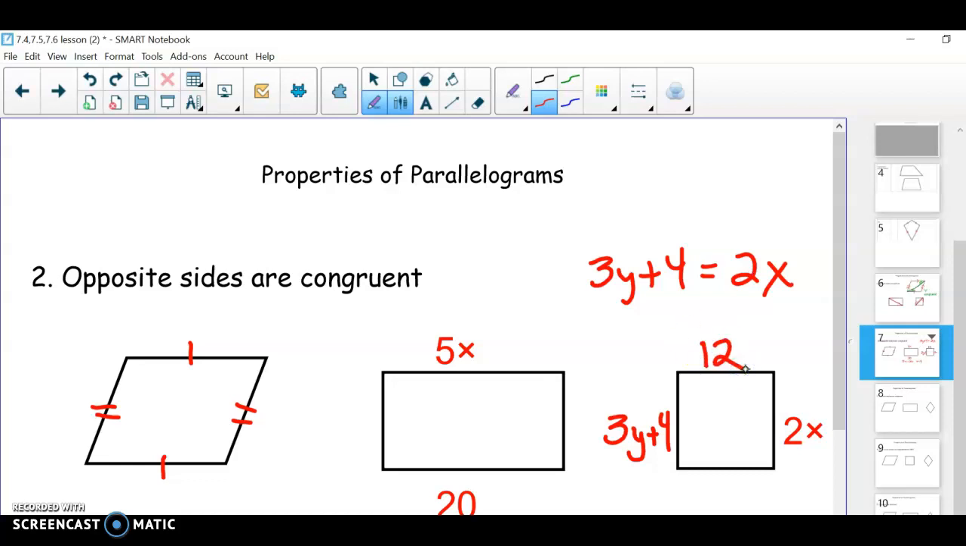If that side is 12 and it's a square, and we're going to talk about this in class today, hopefully then you know that all of the sides are 12. So then this opposite side would be 12, and then we would know that this one over here would be 12.